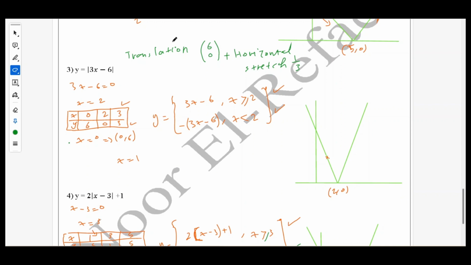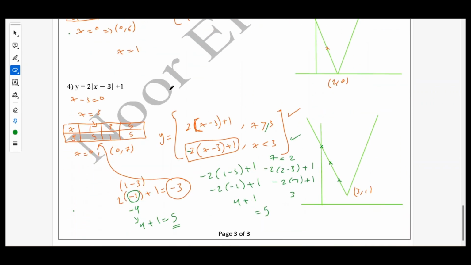The last one, I have translation 3, 1, vertical and horizontal: horizontal 3 units to the right, vertical 1 unit up, and I have a vertical stretch with a factor of 2.